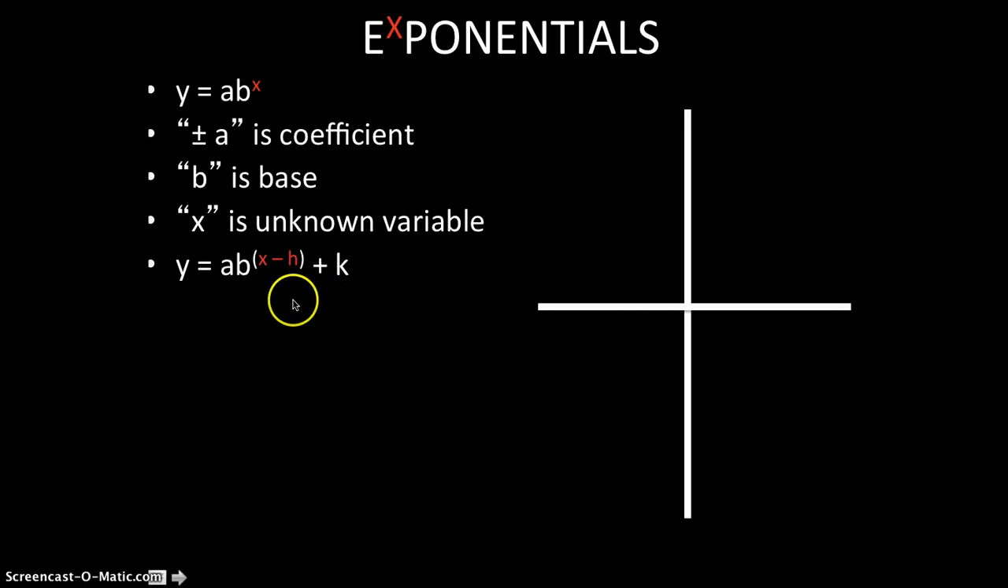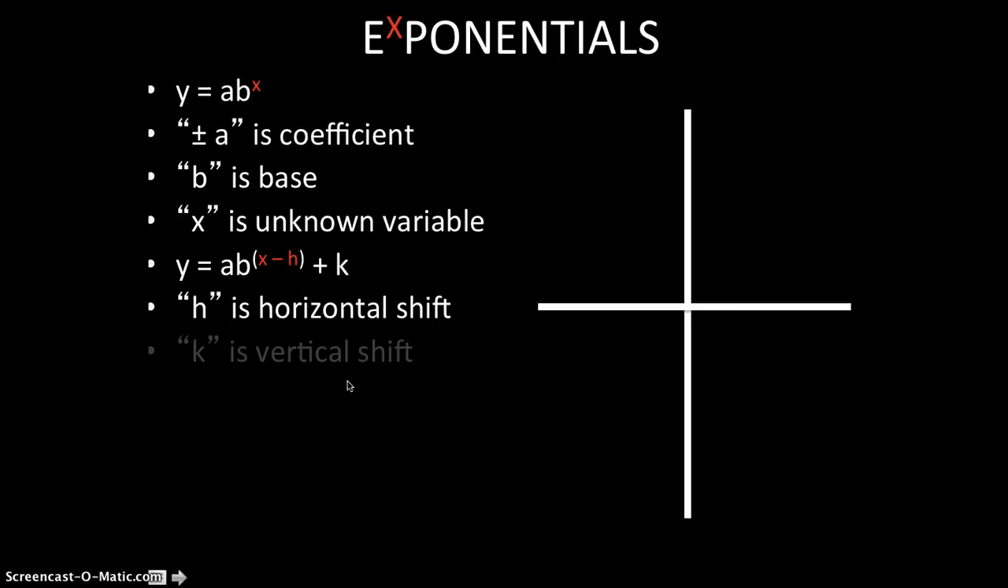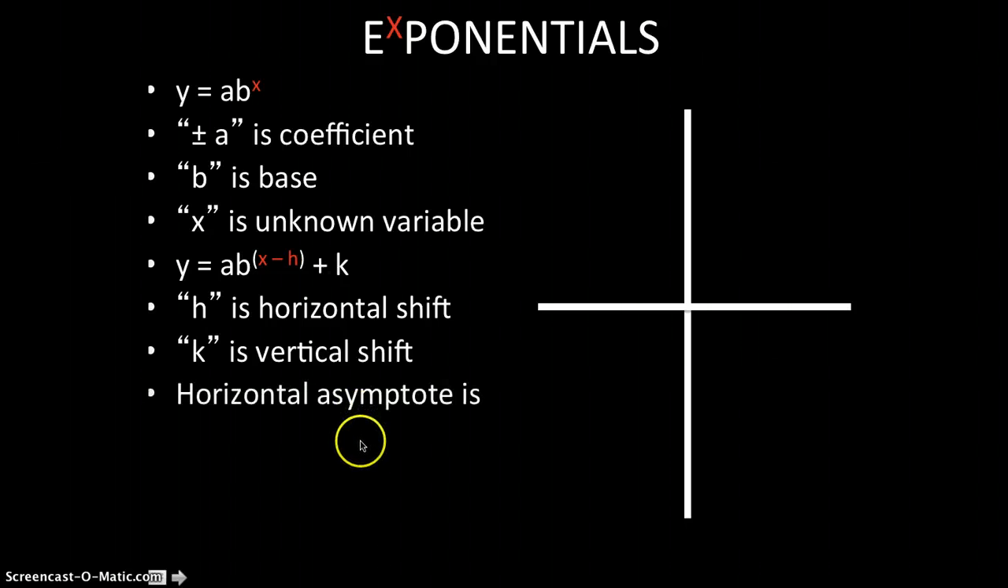Here is the wider usage of it: a b to the x minus h plus k. And we've referred before to a, h, and k in transformational graphing of our parent functions. Well, h is a horizontal shift, left or right, and k is a vertical shift, up and down, of the parent function. The horizontal asymptote is y equals k.